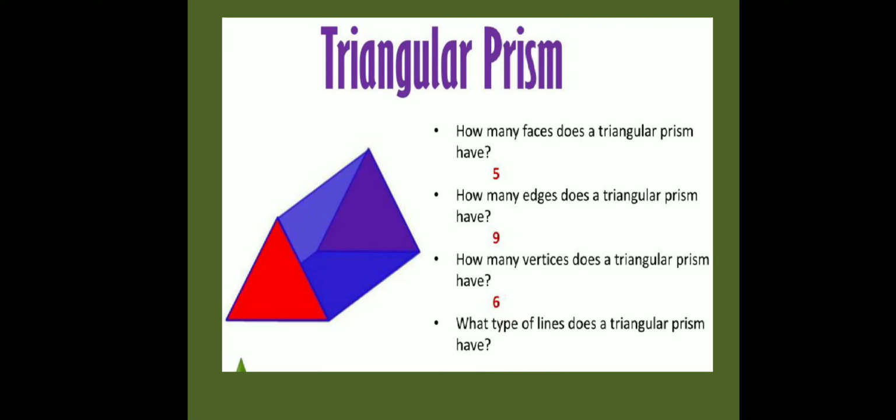Triangular prism. A triangular prism has a triangle as its identical polygon base and rectangles on the lateral surfaces. It has 5 faces: 2 are the top and base, which are triangles, and the other 3 are rectangles. How many edges does it have? It has 9 edges: 3 on the top, 3 below, and 3 edges made by the rectangular faces. So total 9. And how many vertices does a triangular prism have? It has 6 vertices, 3 on the top and 3 in the base.